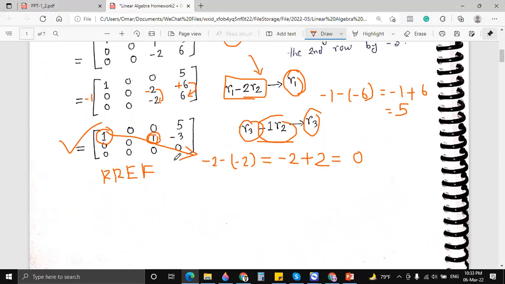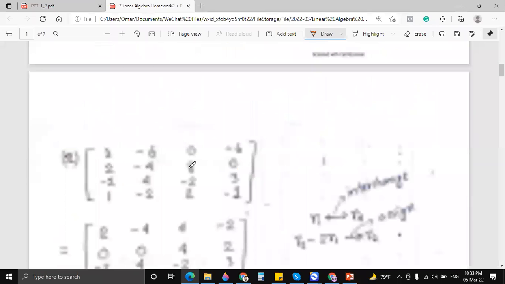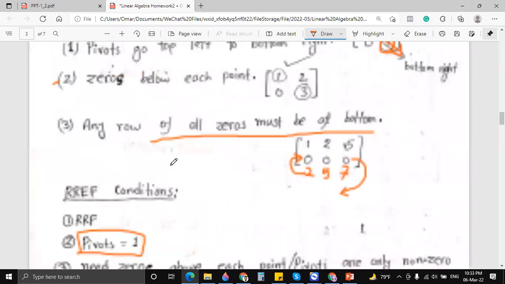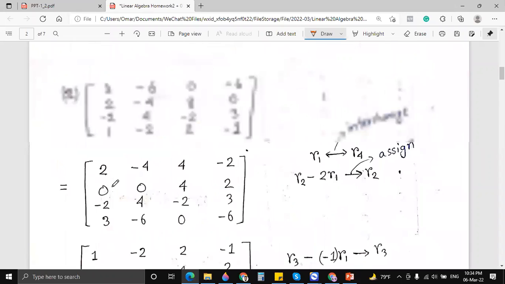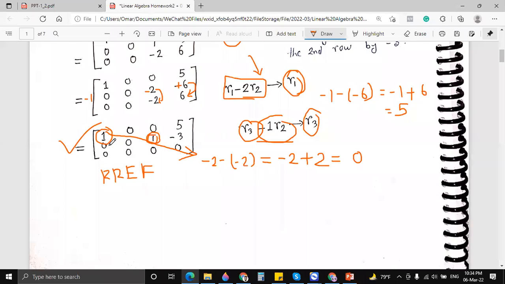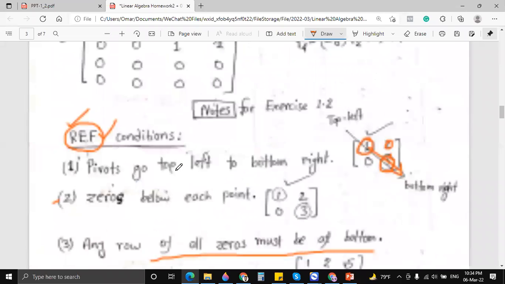So it satisfies our first condition. And then zeros below each pivot point. Let's see if we have all the value 0 or not. This is our first pivot point and second pivot point, and all the values below these pivot points are 0, right? Okay, so it satisfies the second condition.